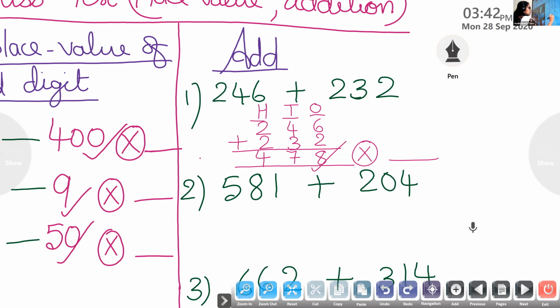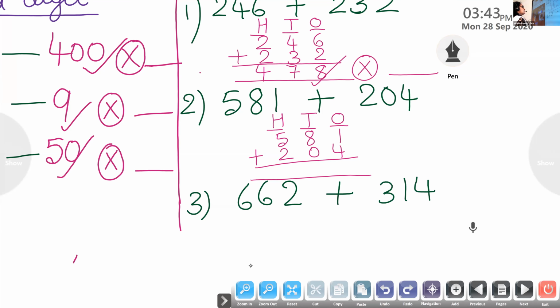Now, second one. Write the places: ones, tens, and hundreds. 581 plus 204. Shivada? Yes, ma'am. Ones place, 4 plus 1. 5. 1 plus 4 is 5. Okay, good. Anushka, when the question is asked, please say the answer fast. Unmute first. 8 plus 0, 8. Good.